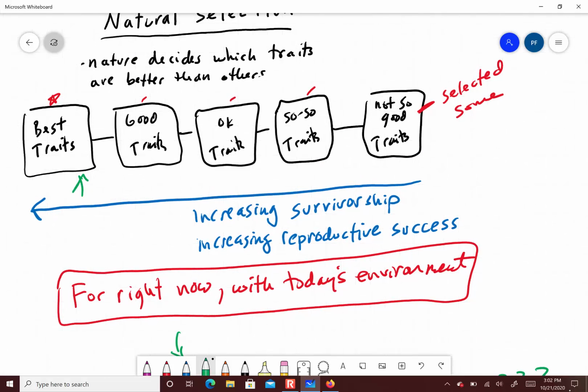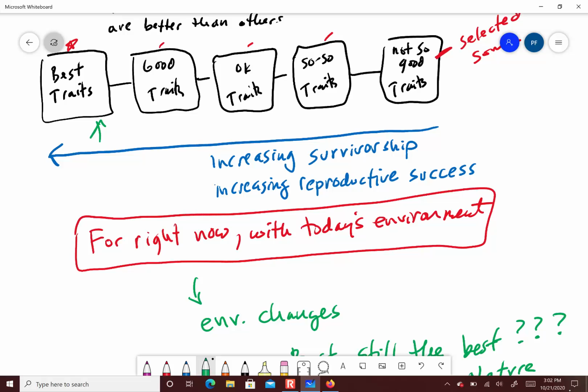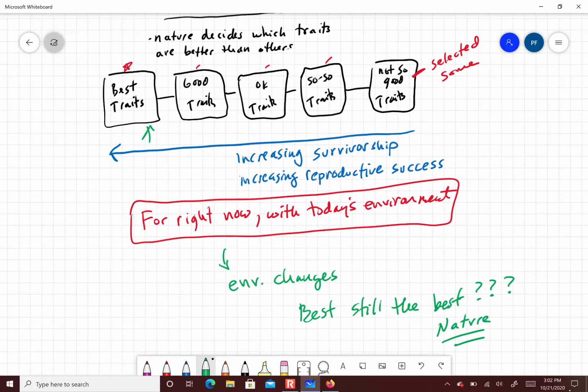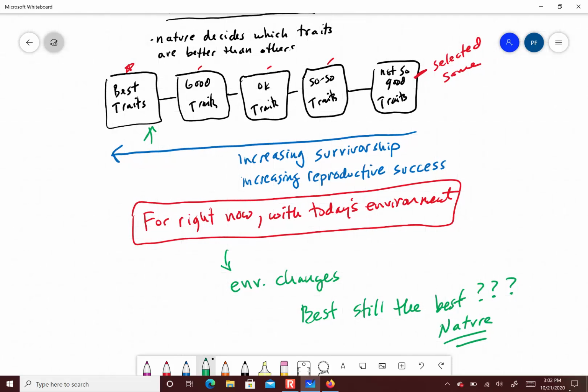If the environment changes, then maybe the okay set of traits now becomes the best, and maybe the best becomes not so good. These things can shuffle around depending on the environment. So it all comes back to the idea that there's no foresight, no way of predicting future environments and what is going to be needed. All right, so that's a little bit on how natural selection works. Remember, this is the mechanism driving evolutionary change. When we say accumulation of adaptive traits, where are those adaptive traits coming from? This is it. They're coming from natural selection.